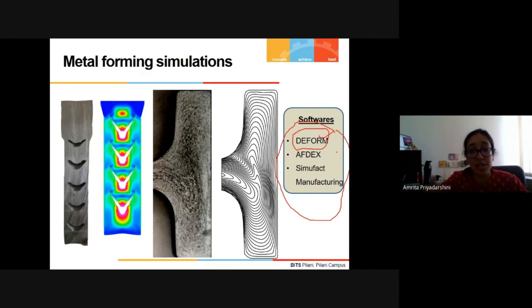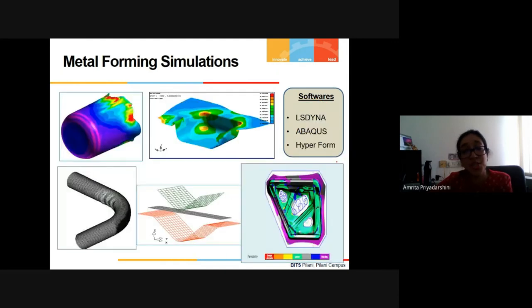It's not like we cannot do these things in Abaqus or LS-DYNA. But those are general purpose softwares where you have to model everything completely. In Deform, since it's dedicated to bulk deformation, like die design, a lot of things are already inbuilt. So it becomes easier to use Deform for metal forming simulations. Otherwise, you can go for a general purpose software like Abaqus. So this is what is related to metal forming simulation.